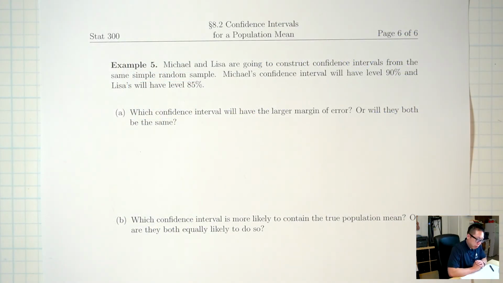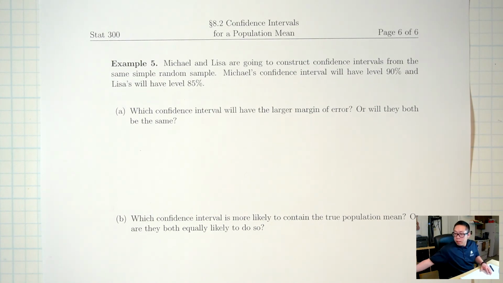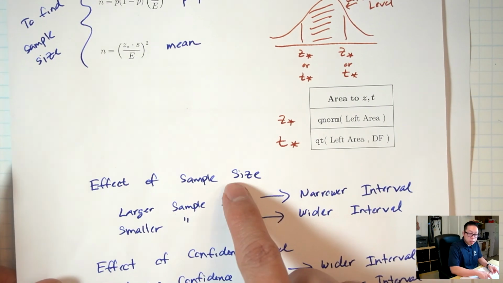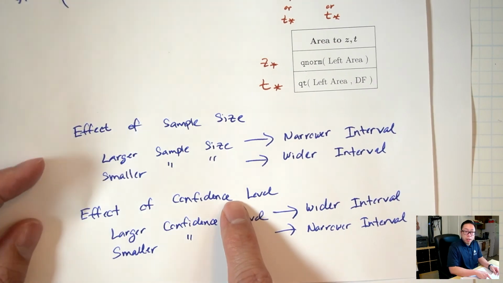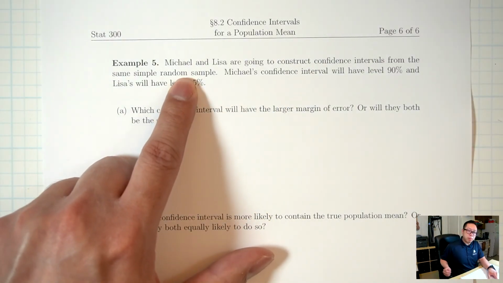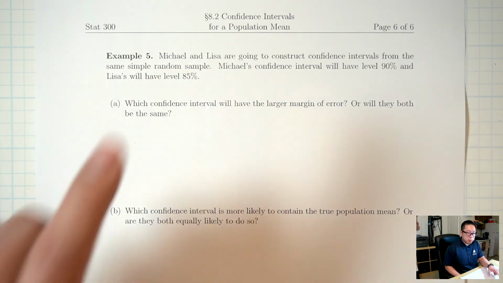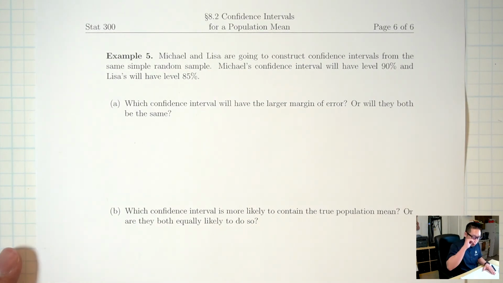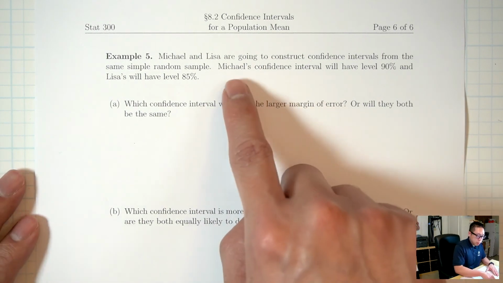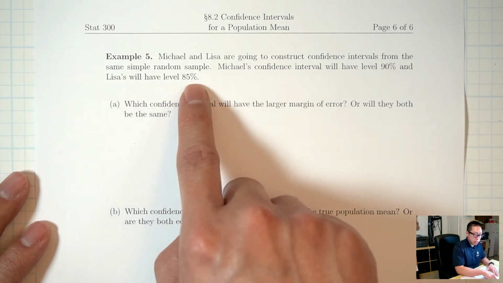Example 5. Michael and Lisa are going to construct confidence intervals from the same simple random sample. Michael's confidence interval will have level 90%, and Lisa's will have level 85%. Which confidence interval will have the larger margin of error, or will they both be the same? Remember, there's two things that affect how big or how small the margin of error is, and that's the sample size and the confidence level. Since they're both using the same simple random sample, they're both using the same sample size. So the sample size is not going to affect it.